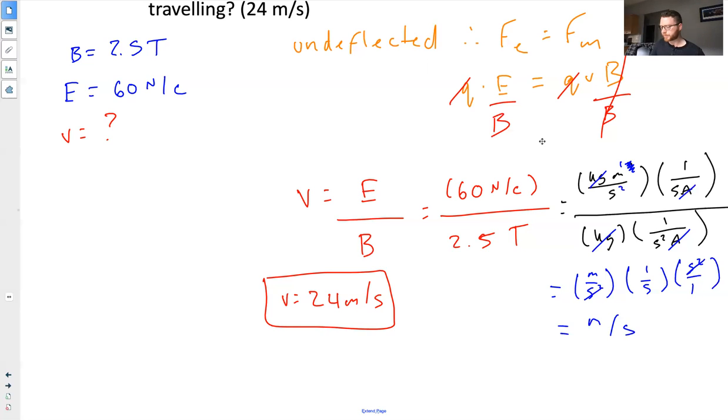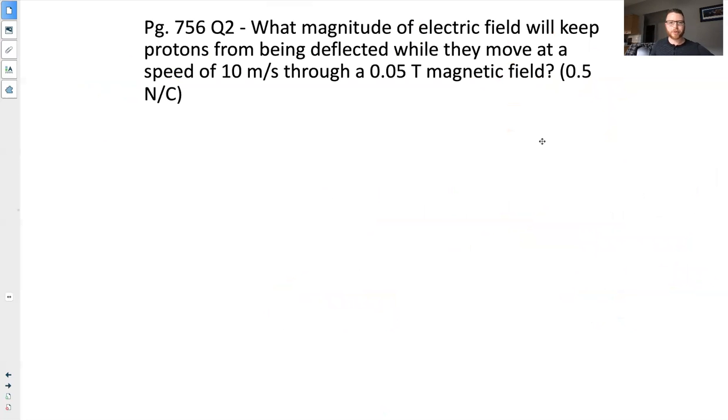All right. Okay, so question 2: what magnitude of electric field will keep protons from being deflected? So we have a proton. What will keep it from being deflected as it moves at a speed? The velocity of the proton is 10 meters per second through a magnetic field of 0.05 Teslas.